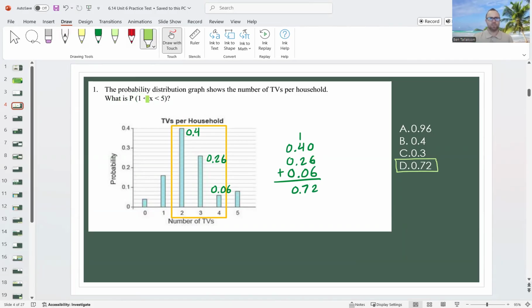They should first go to the X values. X is the discrete random variable. We're first looking at X values between 1 and 5. There they are. Then we're finding the probability within that region. And we do that by looking at our probability values on the left and all of the bars in that box. So we have 0.4, 0.26, and 0.06 probabilities. Adding all three together, we get 0.72.